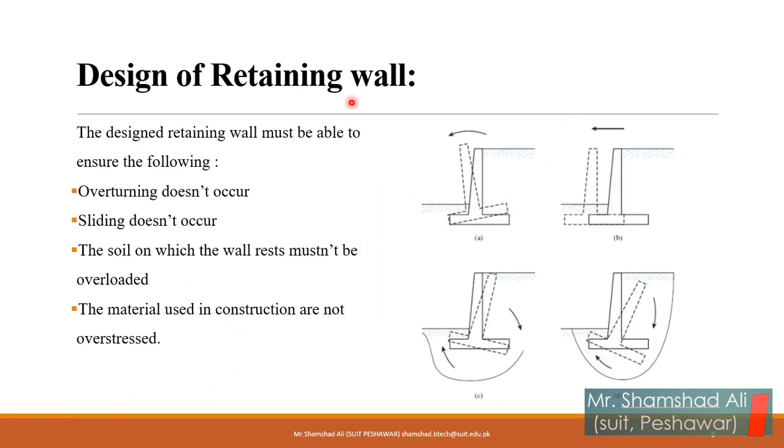Design of retaining wall. The designed retaining wall must be able to ensure the following. A, overturning doesn't occur. This is basically the overturning: this is the original shape, and the dotted one is after the overturning. Sliding doesn't occur. This is basically the sliding. The soil on which the wall rests must not be overloaded. This is basically the overloaded soil. The materials used in construction are not overstressed.